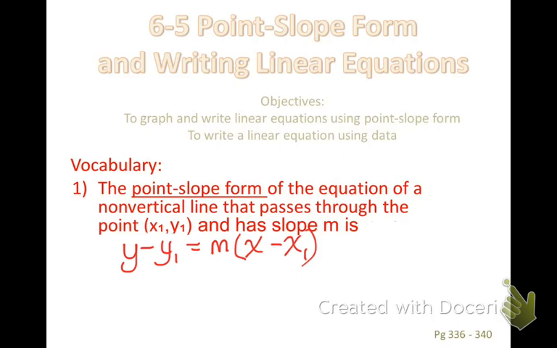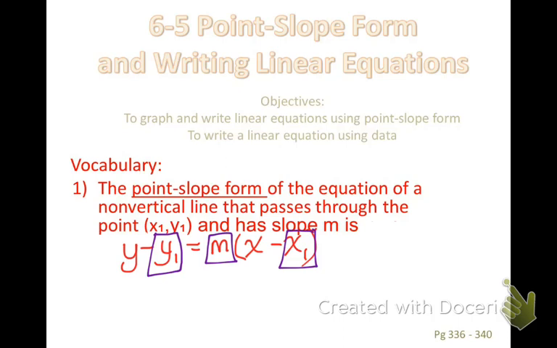Remember, vertical means all the lines that go up and down. The line passes through the point x1, y1, and has a slope m. And it is y minus y1 equals m parentheses x minus x1. This one will always have numbers in that section when we discuss our work today.